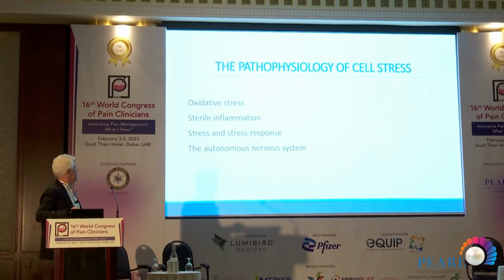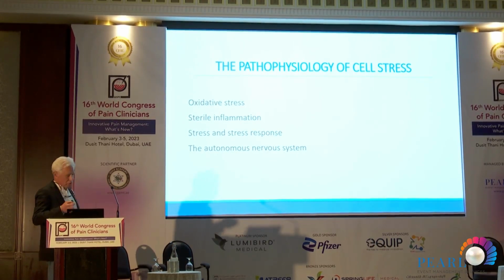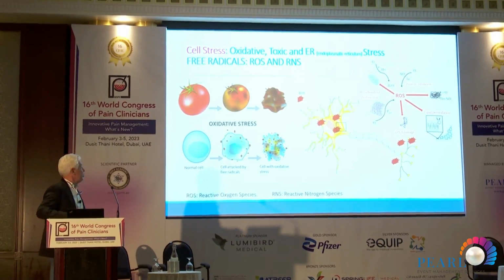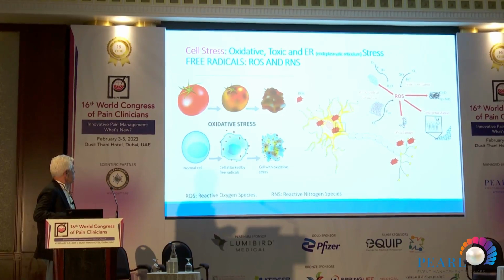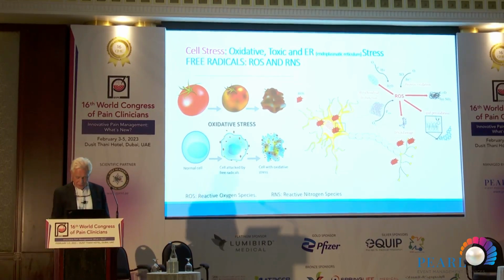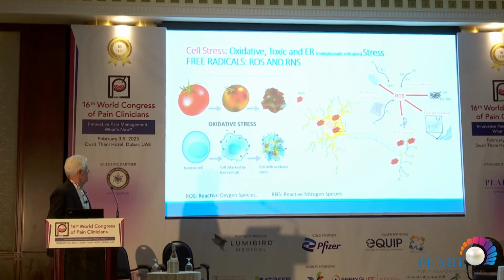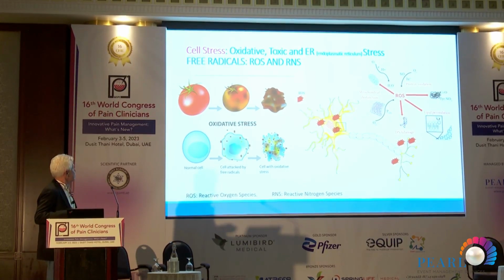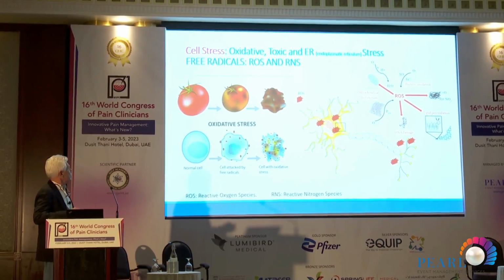What is the pathophysiology of cell stress? Oxidative cell stress. Then comes the sterile inflammation. Stress and stress response are very important in this, and the autonomic nervous system. What happens if the cell gets oxidative stress, is attacked by free radicals? You see that in this tomato, the cell dies, and the tomato is damaged. So the free radicals are reactive oxygen species and reactive nitrogen species. And in the cell stress, there are several forms of cell stress: oxidative cell stress, toxic cell stress, and proteotoxic cell stress.